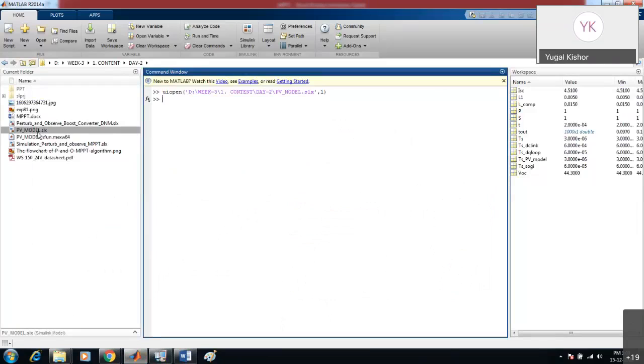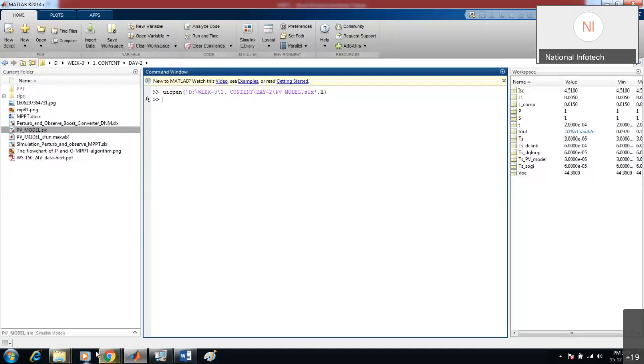Actually, we are using MATLAB 2014A here. In this 2014 version, there are no PV panels available, that's why we have a model test panel. Other than that, for whatever PV panels are available in MATLAB, if you give the parameters, it also gives the proper result.